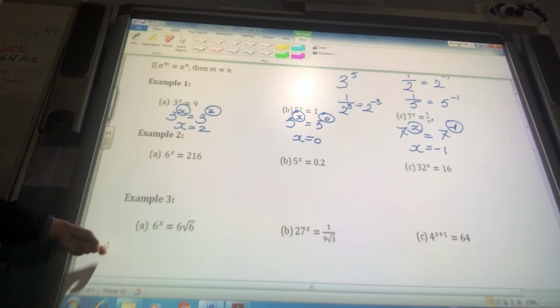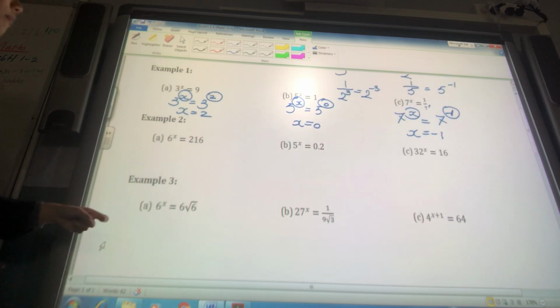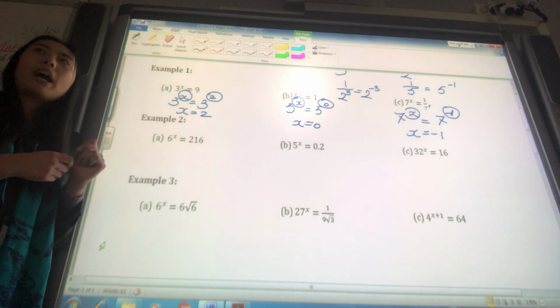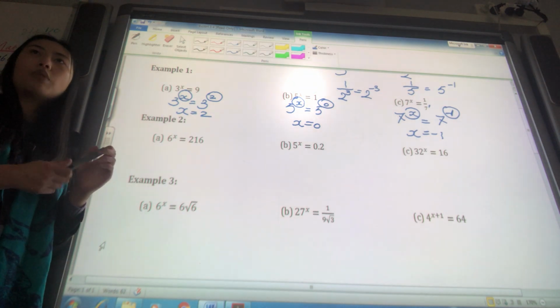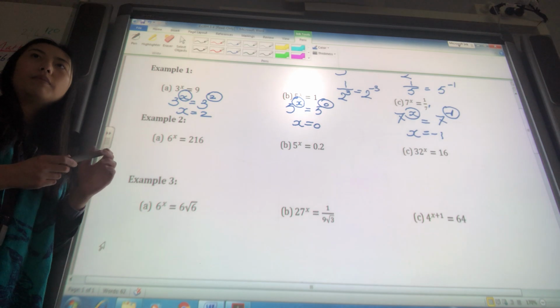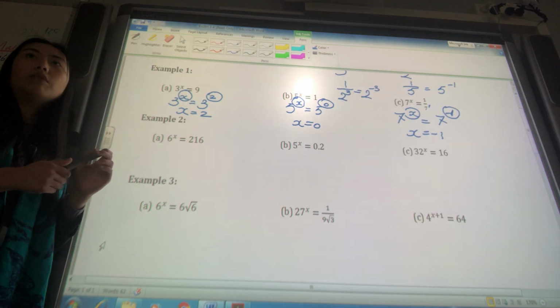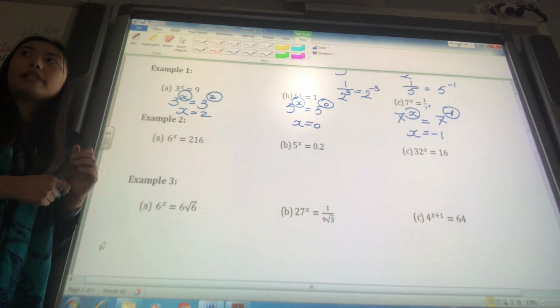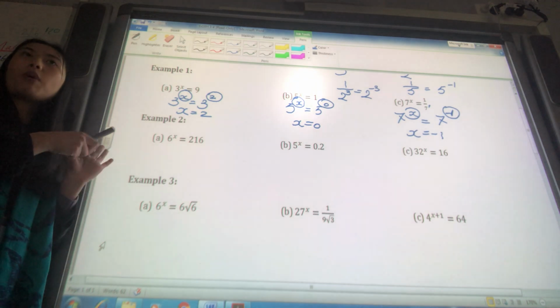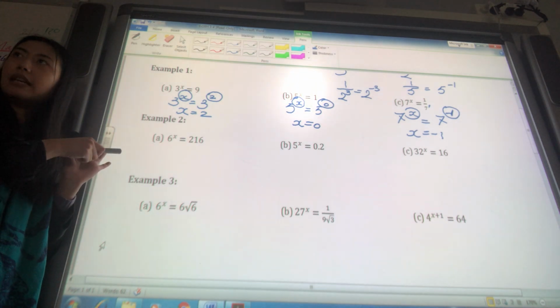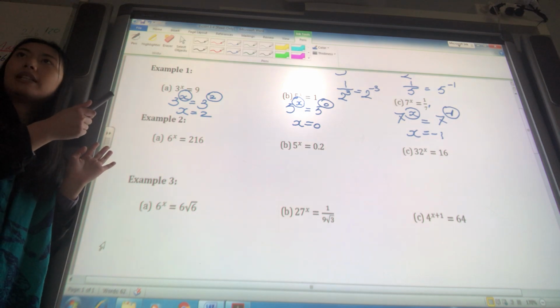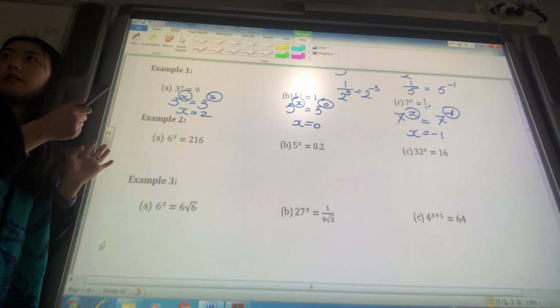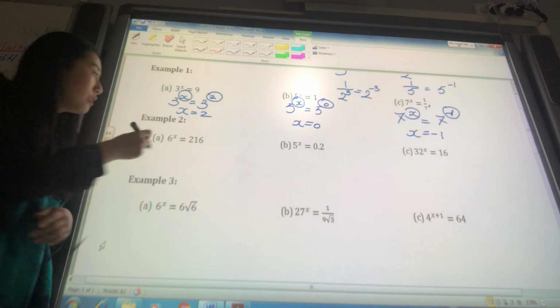Okay. Next part. We have 6 to the power of x equals 216. This looks like they're not related at all, right? But can I possibly just think, what can 216 be possibly made of? If a question is given to you like this, obviously I can change 216 to a base of 6. Make sense? But let's just try.